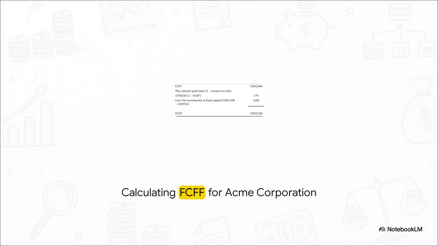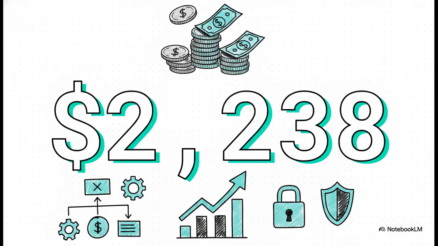Let's actually walk through how this builds using Acme Corporation. We start with cash flow from operations at $2,606. Then, we add back the after-tax interest of $170. We add this back because remember, FCFF is the cash available before paying those debt holders. Finally, we subtract our fixed capital investments of $538. The math makes it incredibly tangible. Following those steps, Acme generated exactly $2,238. That is the hard, unmanipulated, free cash flow to the firm.